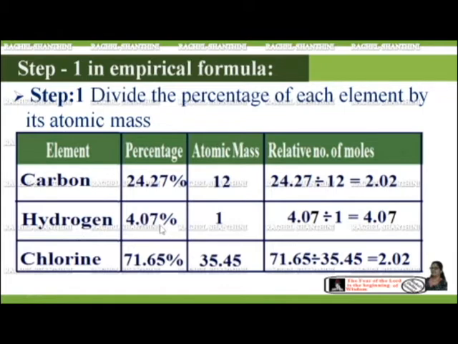They have given 4.07 mass percentage. So we have to divide 4.07 by its atomic mass 1, which gives 4.07 for hydrogen. And they have given 71.65 as a mass percentage for chlorine. That means it has 71.65 parts of chlorine in 100 parts of the compound. So we need to calculate for one part. For that, we have to divide 71.65 by its atomic mass 35.45, which gives 2.02 for chlorine. So in the first step, we have to divide the percentage of each element by its atomic mass.